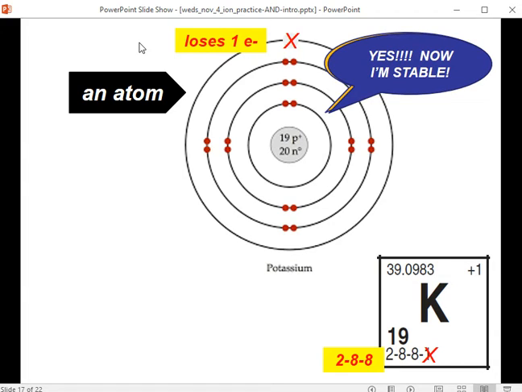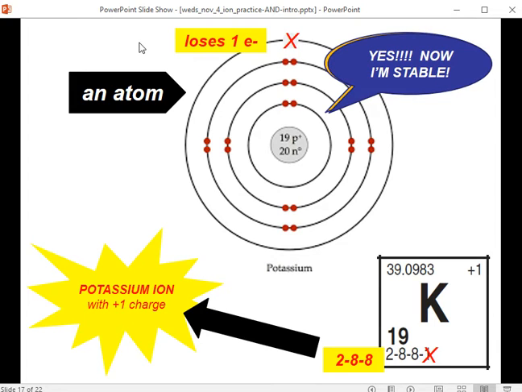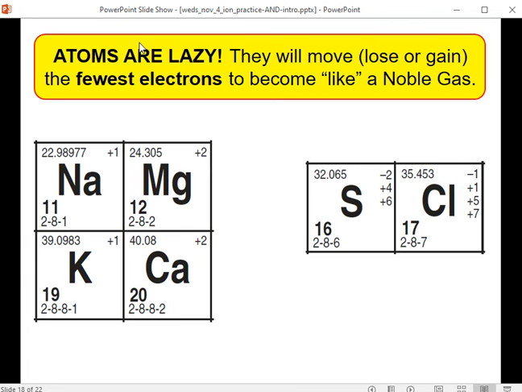If it kicks out 1 electron, the electron configuration will be 2-8-8. And now we call it a potassium ion instead of an atom. Because it lost 1 electron, it now has a +1 charge, because it has more protons than electrons. If you lose electrons, the charge becomes positive. That may seem a little brain bending. Don't worry, we'll talk about it more in class.